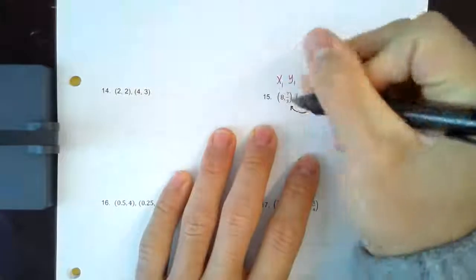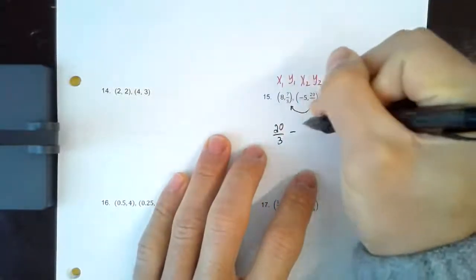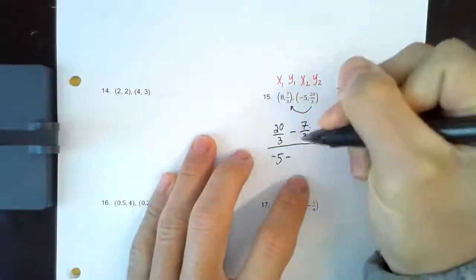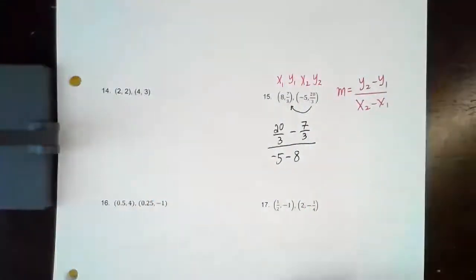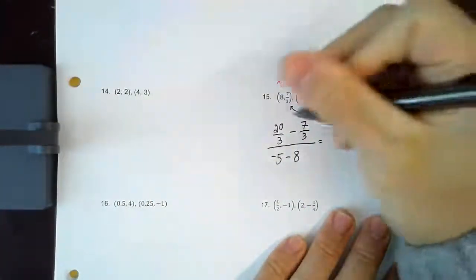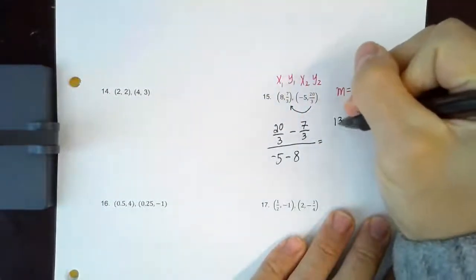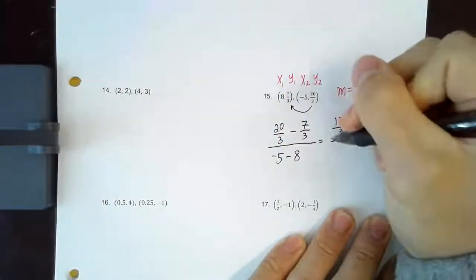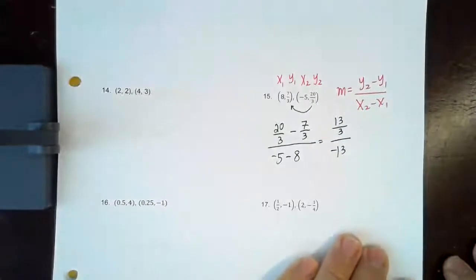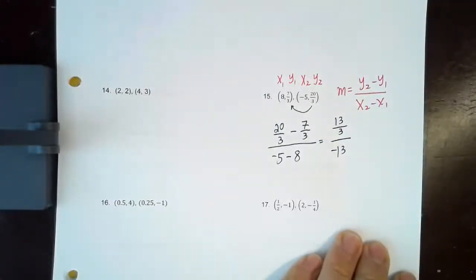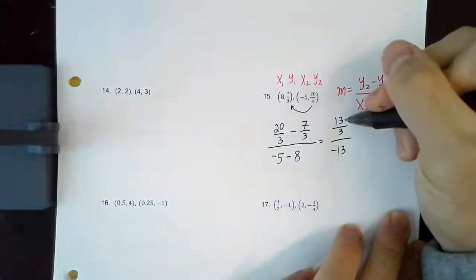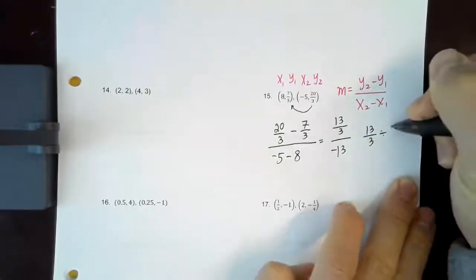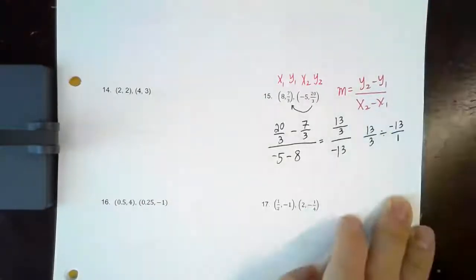So 20 thirds minus 7 thirds divided by negative 5 minus 8. That's going to be my slope. Wow. Weird. 20 thirds minus 7 thirds is 13 thirds. And that's going to be divided by, oh, what do you know? Negative 5 minus 8 is negative 13. Okay, so that's not too bad, actually, because you'll realize that 13 thirds divided by negative 13 is like saying 13 thirds divided by negative 13 over 1, right?